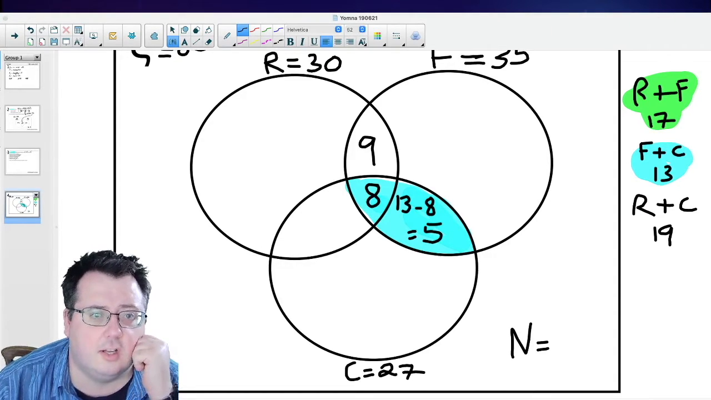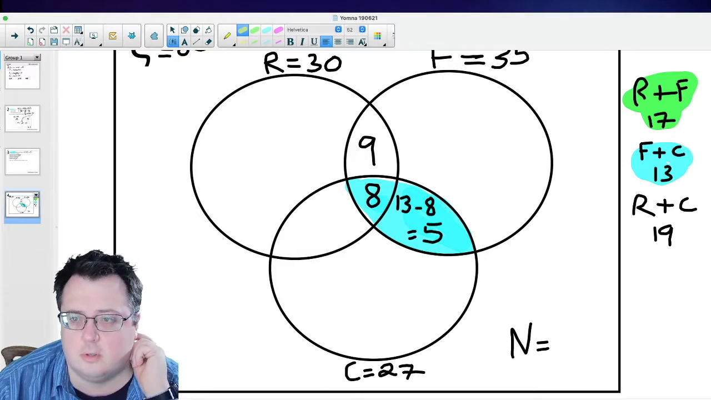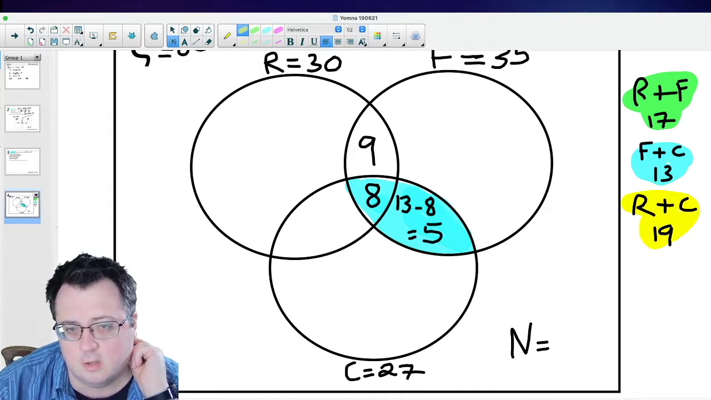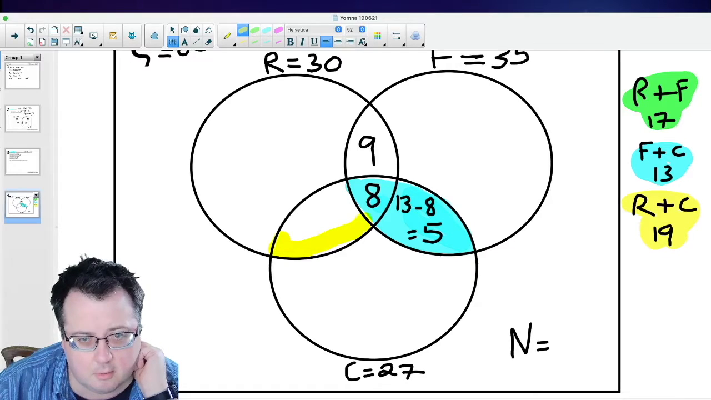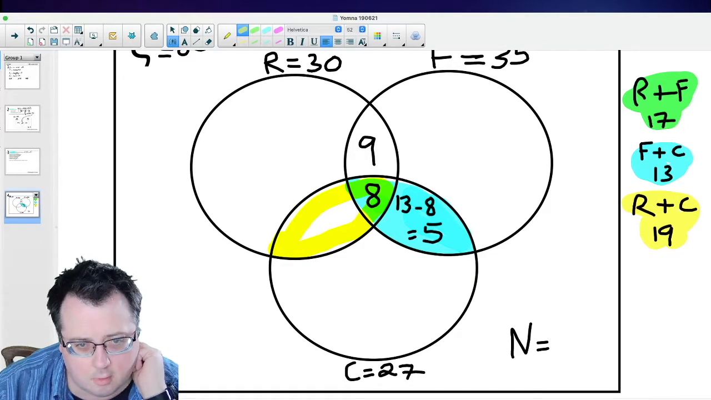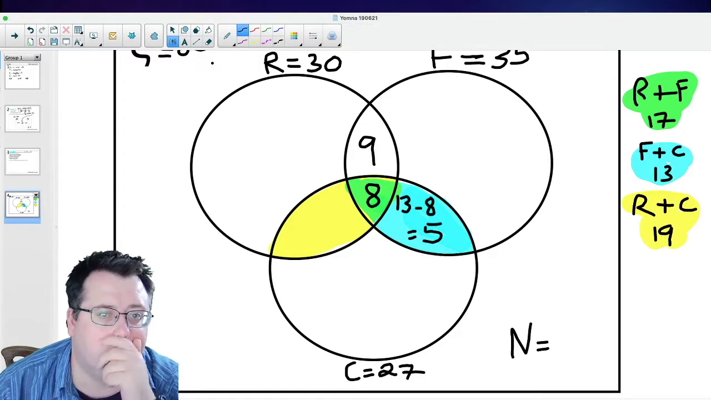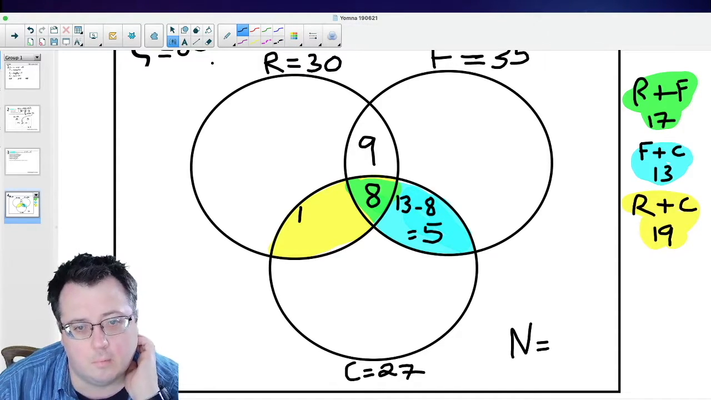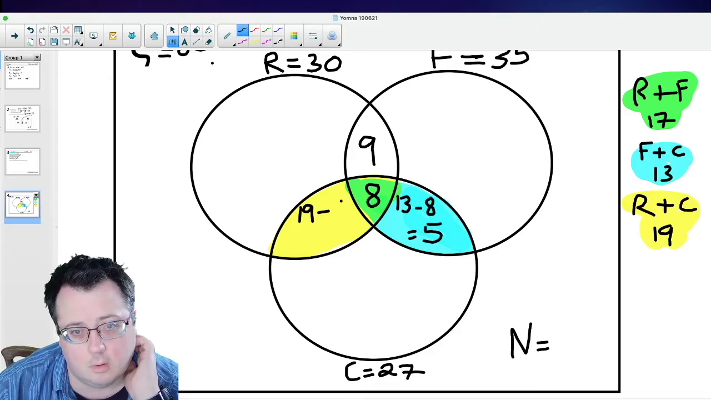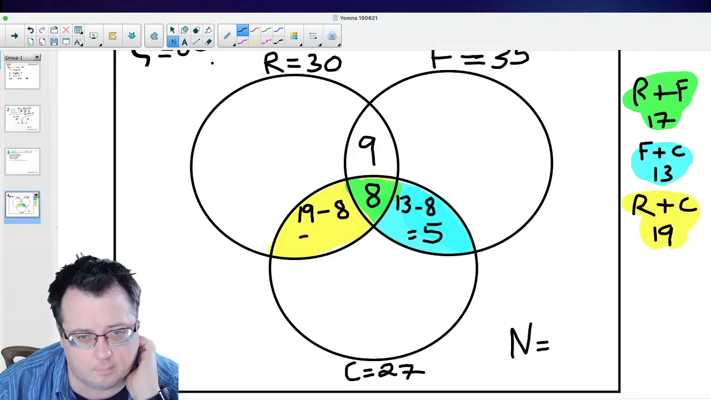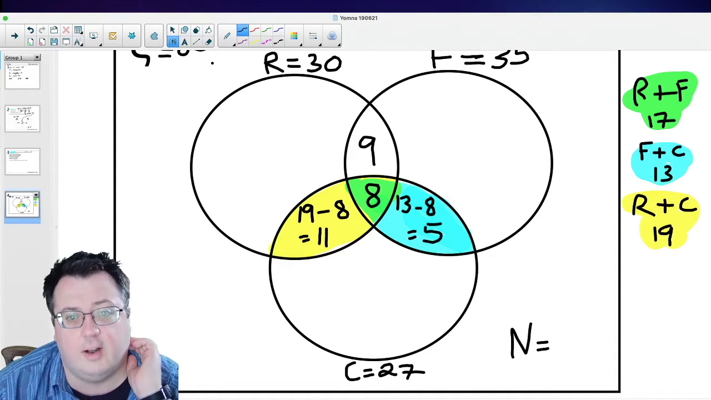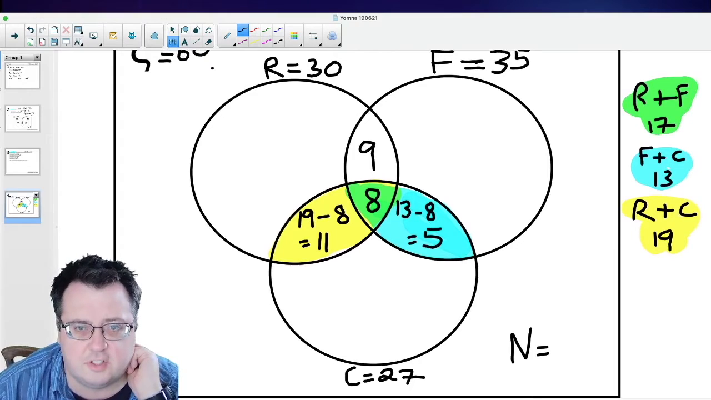Good. Last but by no means least, let's do this one, rugby and cricket. That's this overlap here. What's going to go in there? So, no, 11. Good. So we've now filled in the most difficult part of this Venn diagram. All that's left is the rest of the circles.